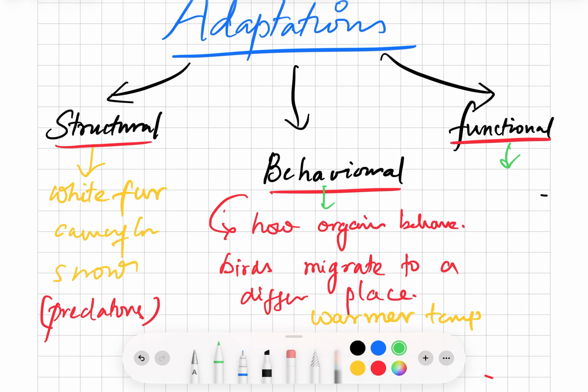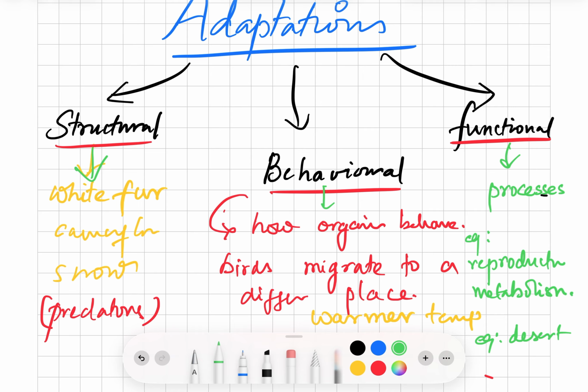Right, next one is functional adaptations. So what do you think could be the functional adaptations? These are the things that go on inside an organism's body that can be related to processes. Okay, for example, reproduction and metabolism. So desert animals, they conserve the water by, how do they conserve? By producing very little sweat or urine in order to conserve the water.